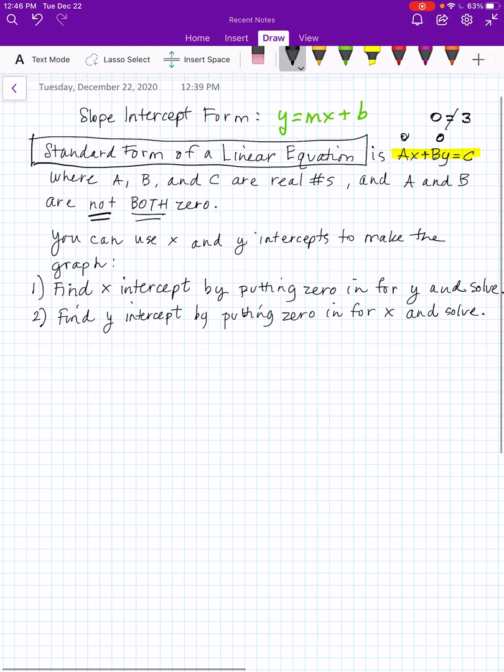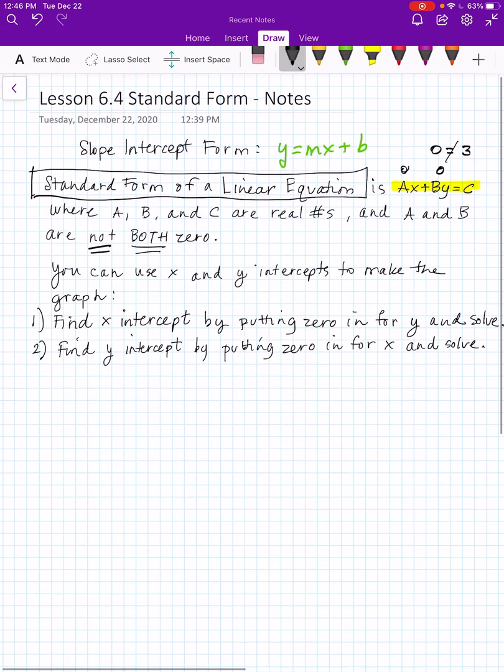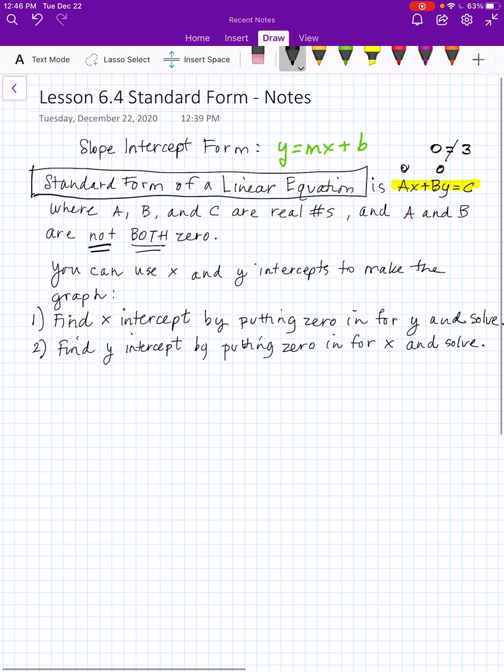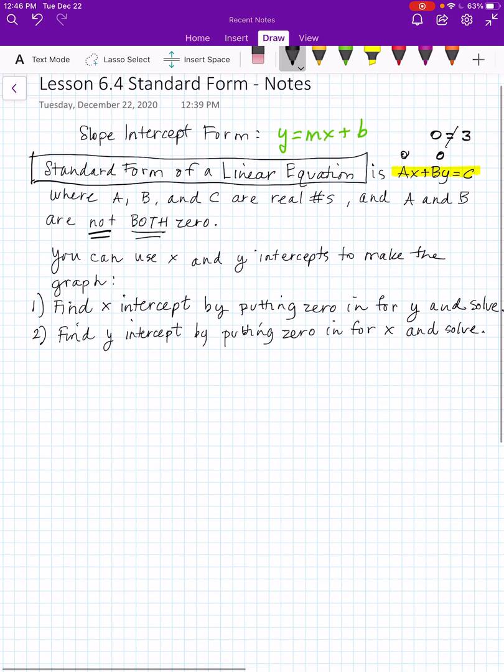So now some of the pluses of standard form are being able to find your x and y intercepts very quickly. And that's going to help you with graphing. Just another way to graph equations. Slope-intercept form is great for graphing too. This one makes it quick and easy to find the x and y intercepts.